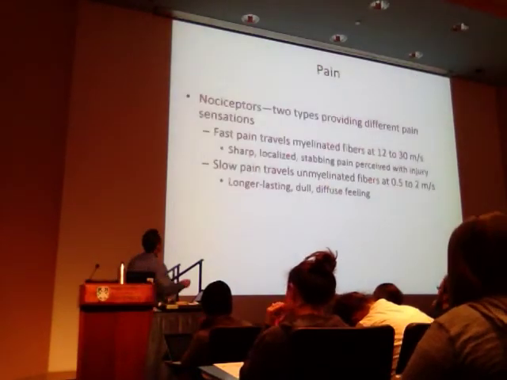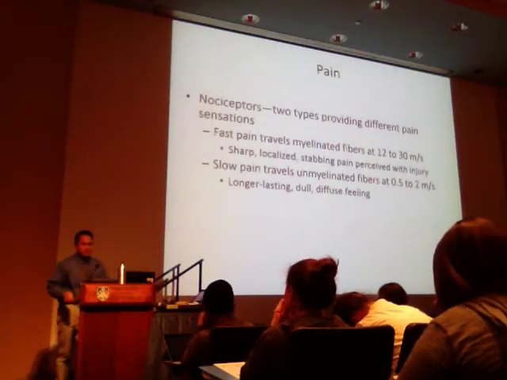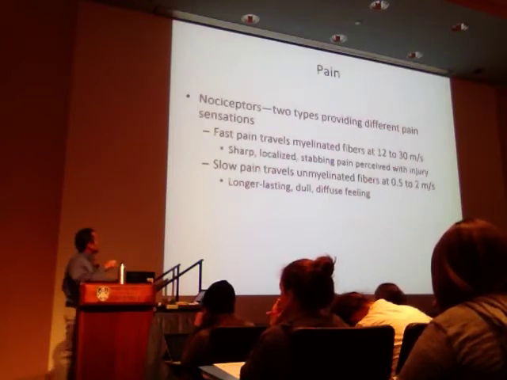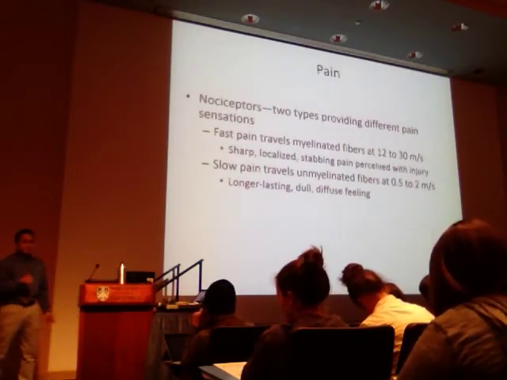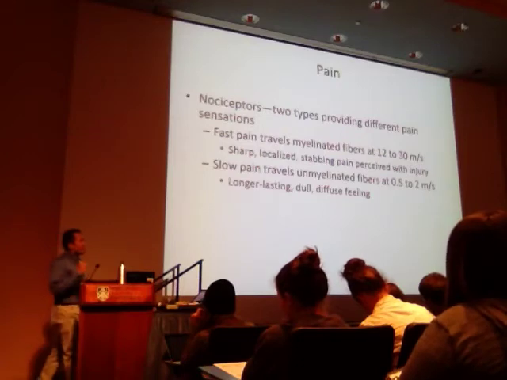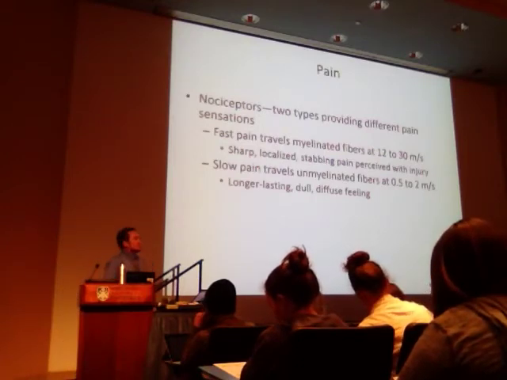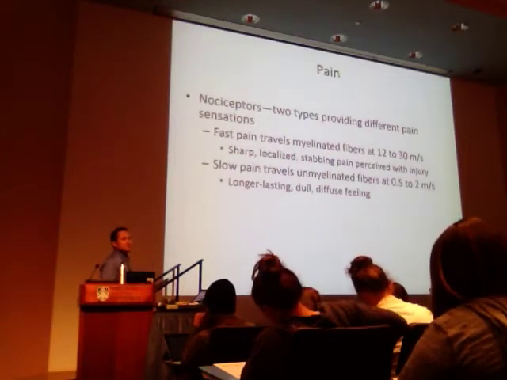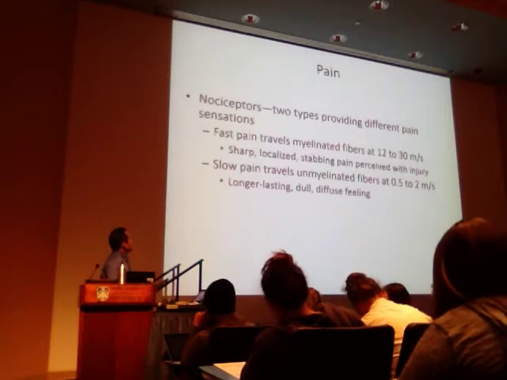Okay, so how do we do that? Well, we use these nociceptors. And there's two main types. We have what we call fast pain and slow pain. Fast pain is an exam that only lasts 30 minutes. Slow pain is one that, I'm just kidding. You guys didn't get it, never mind.